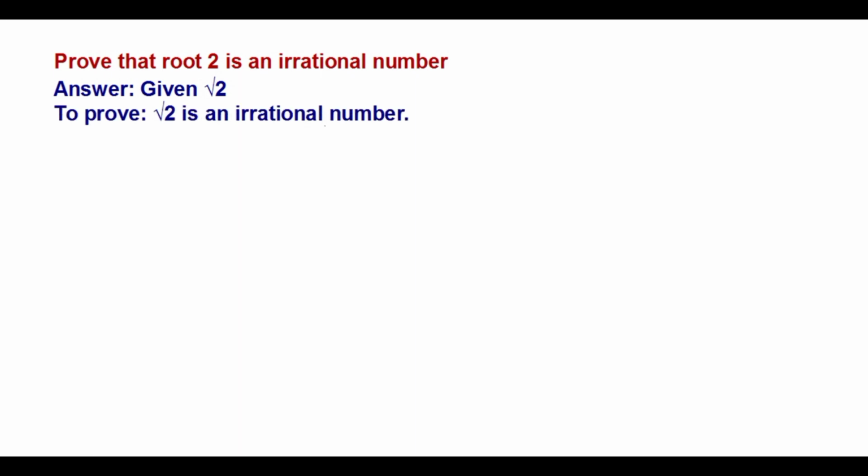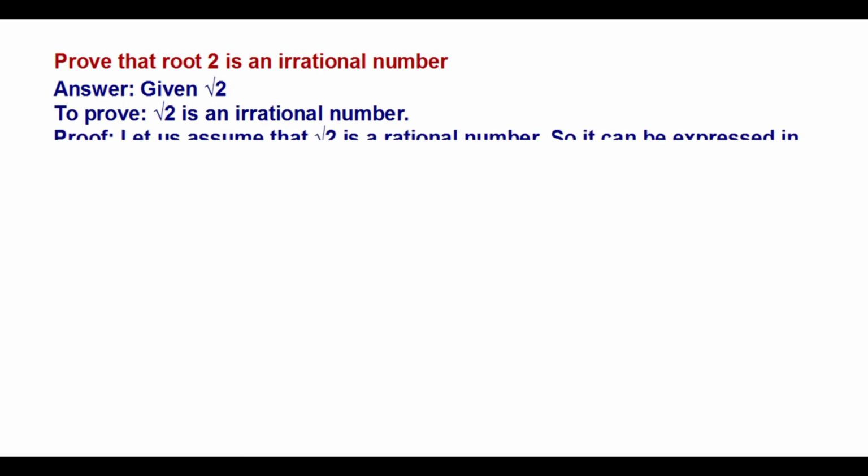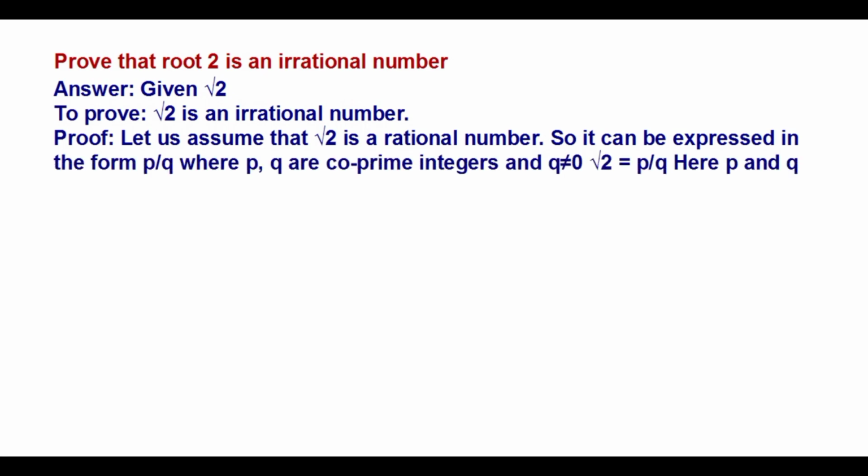Okay, so to prove root 2 is irrational, they have given in the question root 2. So what is root 2? We will prove it. Root 2 is given, and next we need to prove that root 2 is an irrational number. Next step, to prove this, let us assume that root 2 is a rational number, so it can be expressed in the form of P by Q, where P and Q are co-prime integers and Q is not equal to 0. That's what we have discussed.